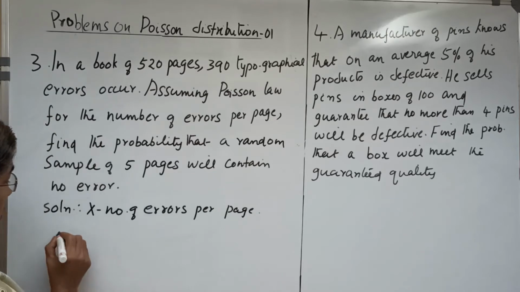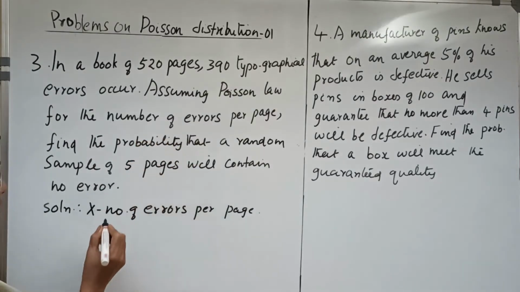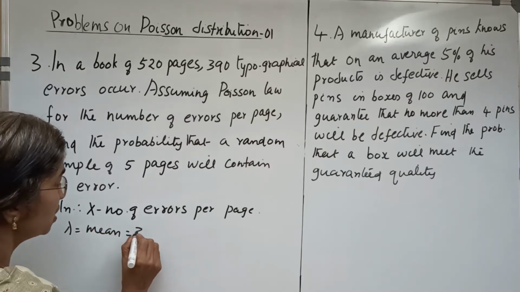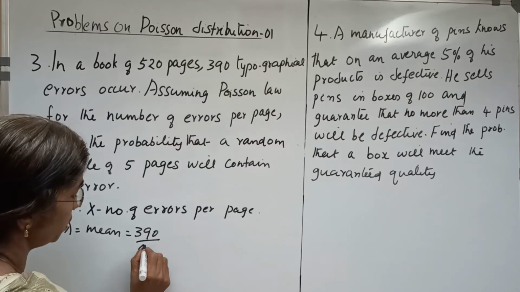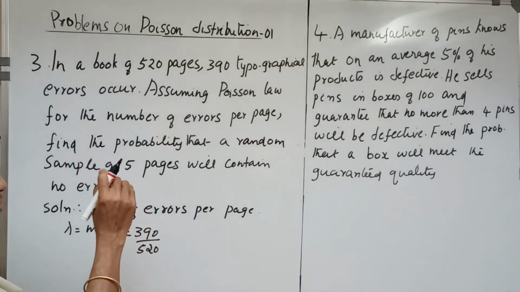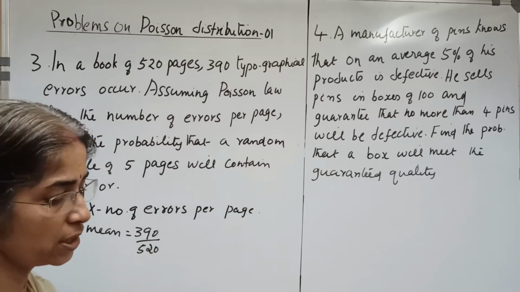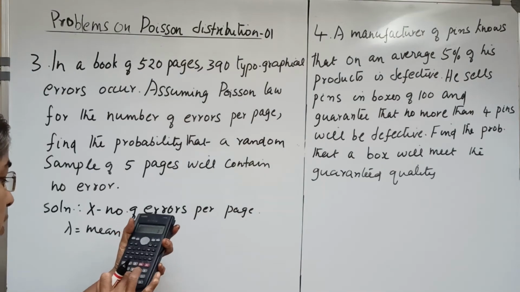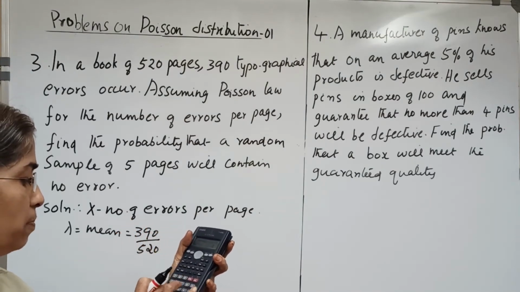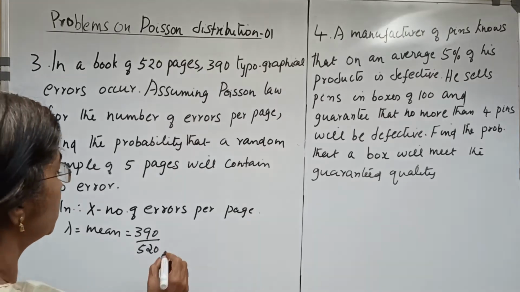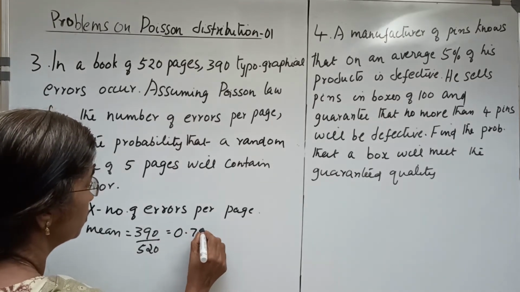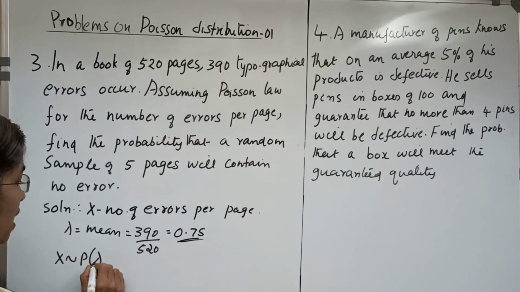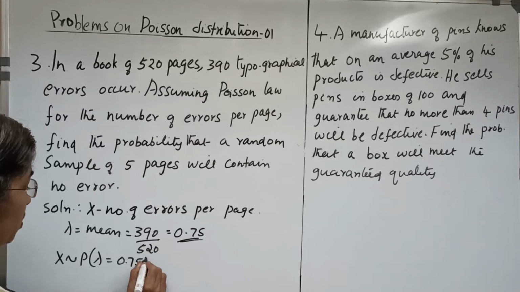Okay, therefore x follows Poisson lambda, we may assume, and lambda equal to the mean equal to 390 by 520. Total 520 pages and 390 errors occur. So 390 by 520 gives the value 0.75. Therefore, we may assume x follows Poisson lambda equal to 0.75.